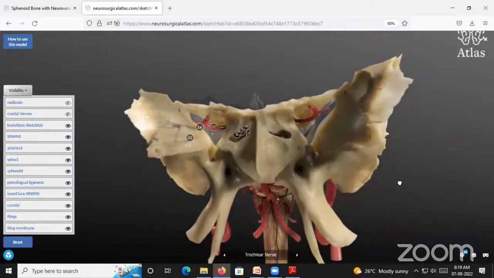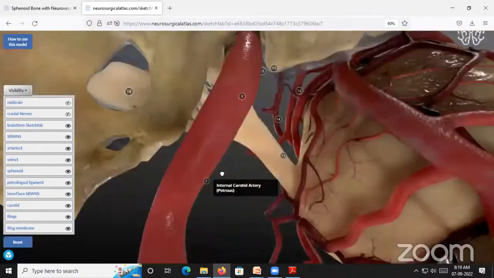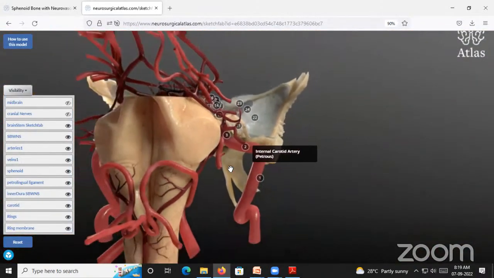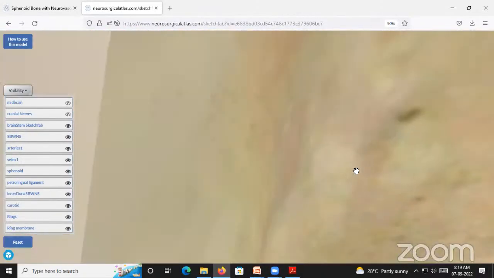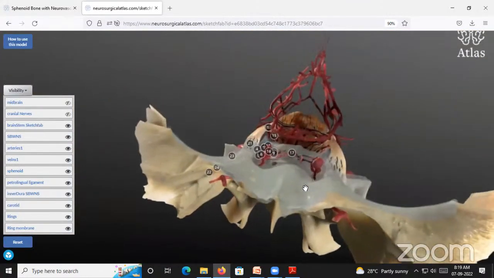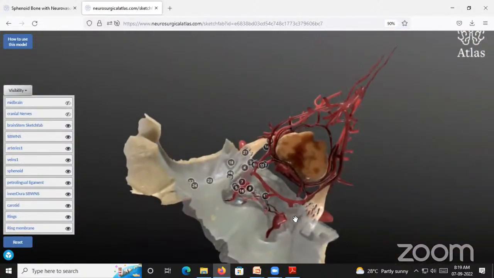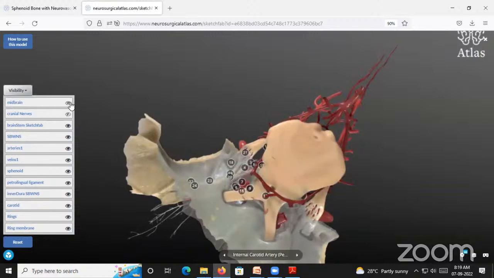Okay. So this structure, this opening which is present between the lesser wing and greater wing of sphenoid, is the superior orbital fissure. Now let's look superiorly. Here we will have the two optic nerves which are joined together here with the optic chiasm.